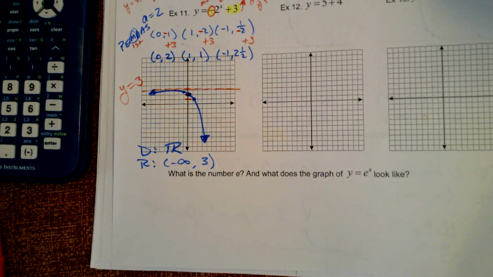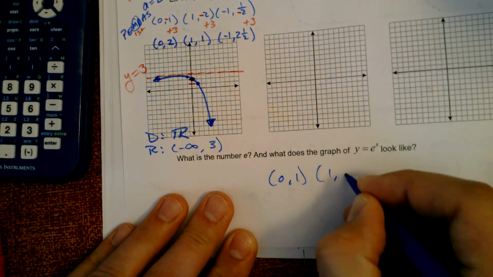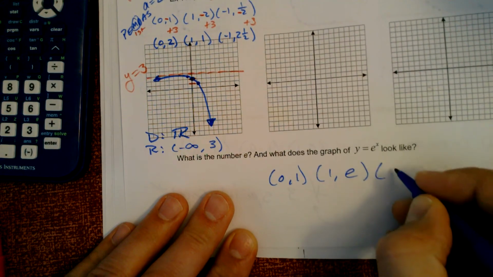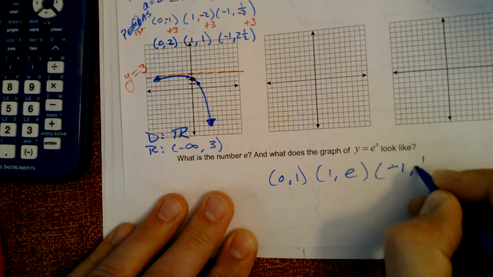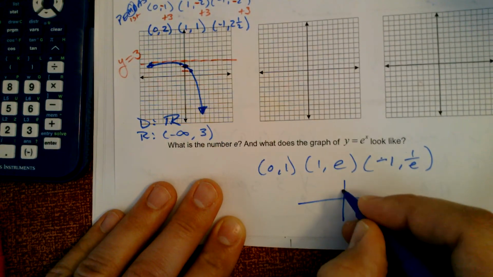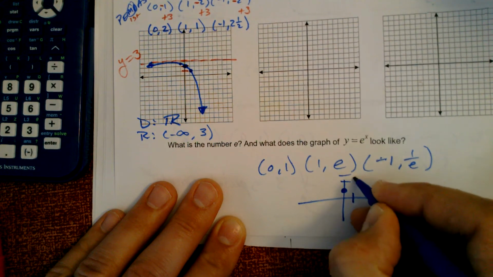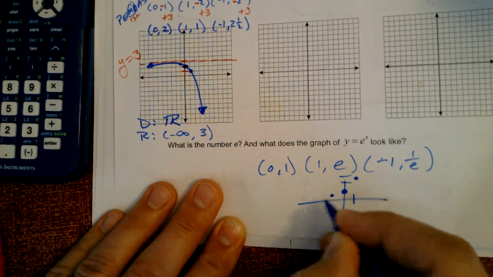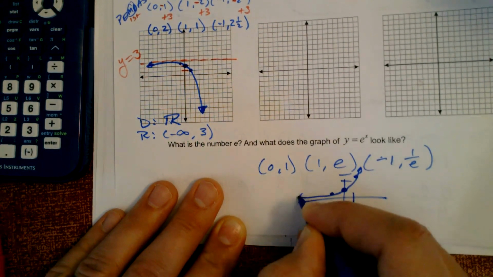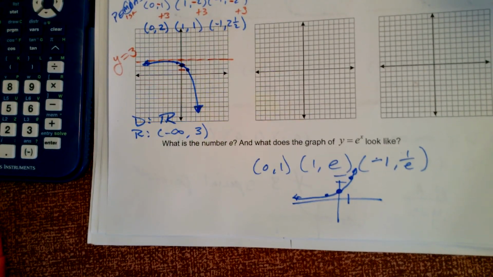All right. So when you look at these graphs, if you ever need e, you just use your points: (0, 1), (1, a), (-1, 1 over a). And then we could graph this thing. (0, 1) is right there. Over 1, up almost to 3, and then down here really close to that asymptote. Okay, it gives you a rough sketch of what that graph would look like.